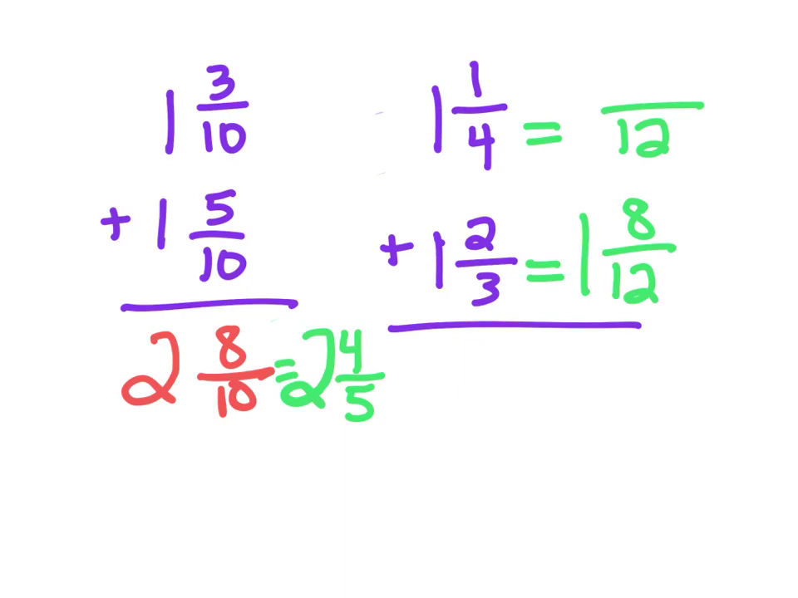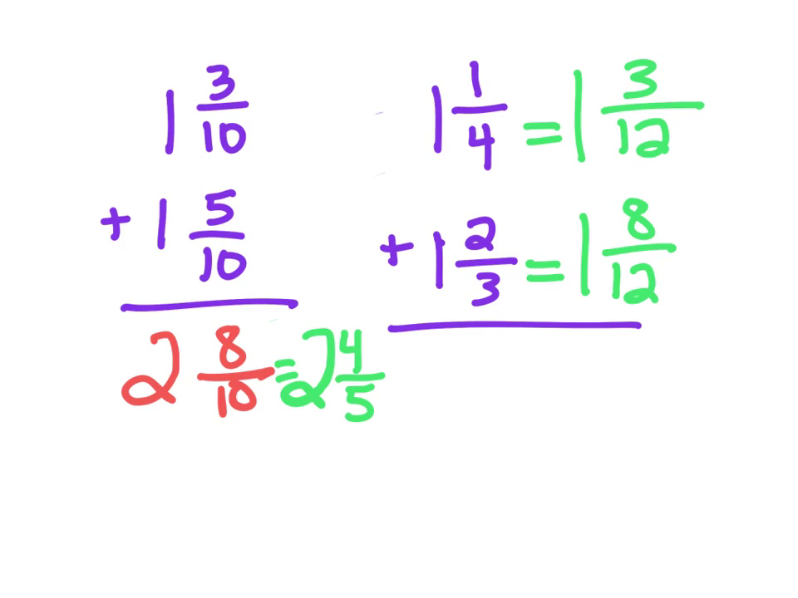On the top one, what times 4 gives us 12? Well, that would be 3. So if I multiply by 3 in my denominator, I must do the same to the numerator. 4 times 3 is 12, so 1 times 3 is 3. So that answer is 1 3/12, or that equivalent fraction, rather.